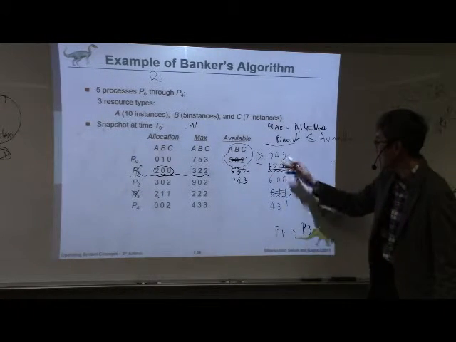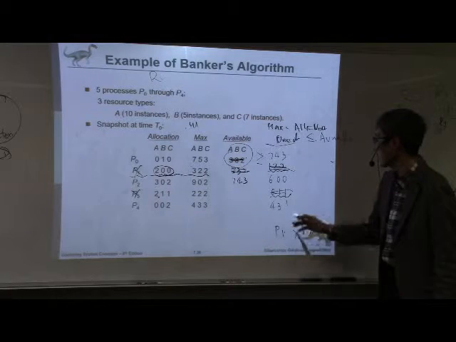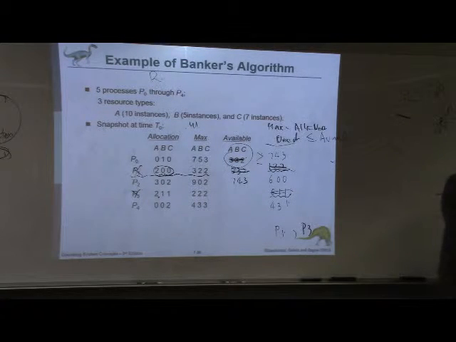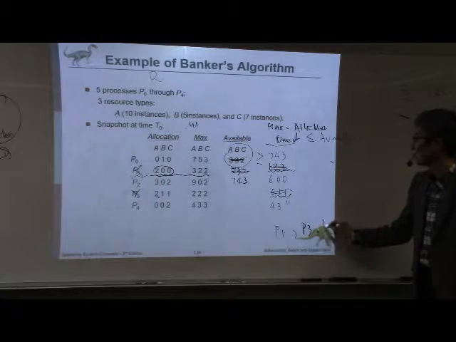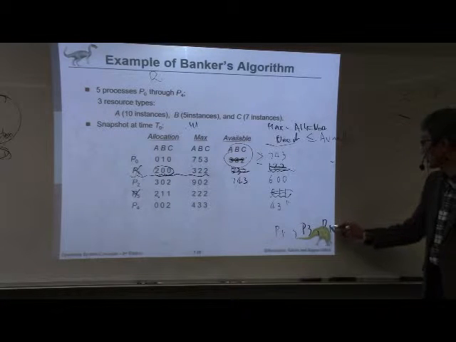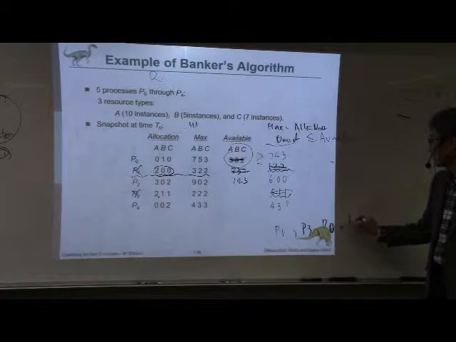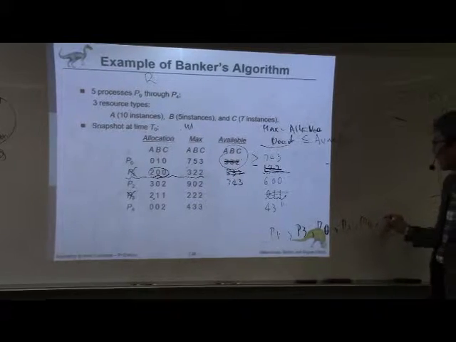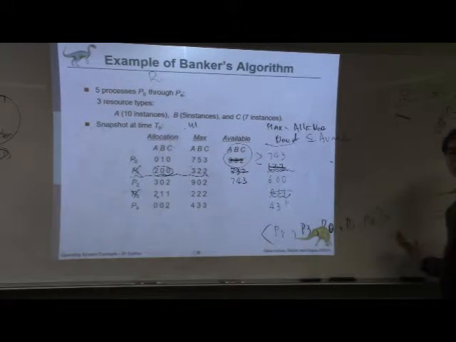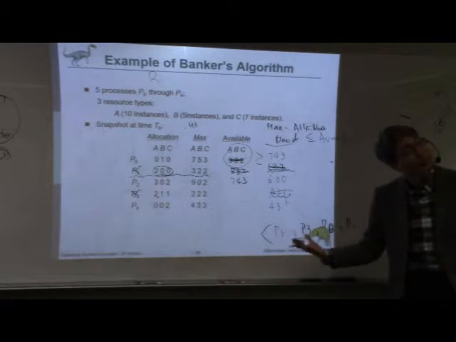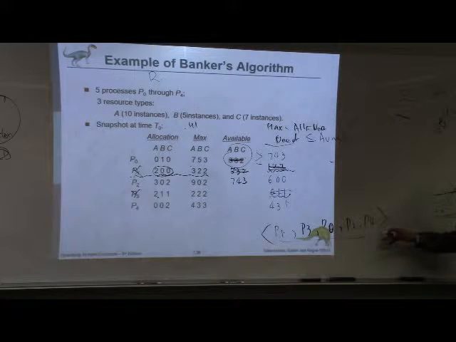With 7, 4, 3, this one is okay, this one is okay, and every process is fine. So we can go P1, P0, P2, and P4. If you can find at least one sequence of processes that can be terminated, that means this is a safe state using the Banker's algorithm.